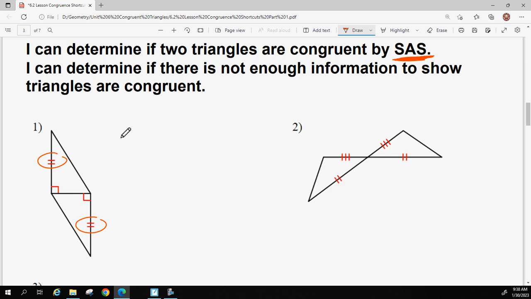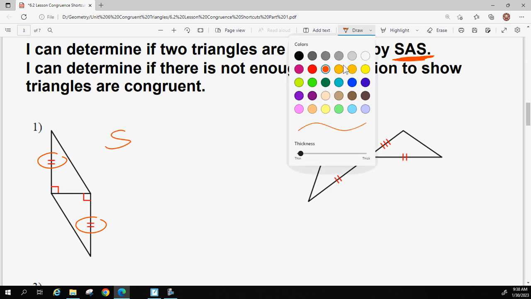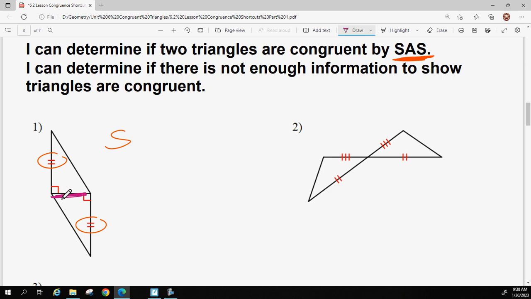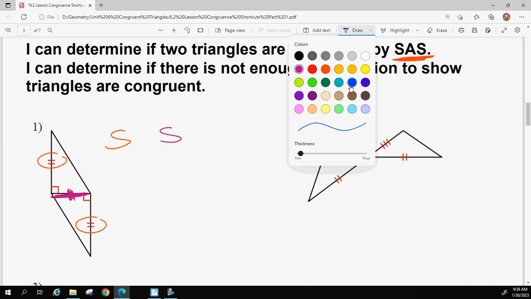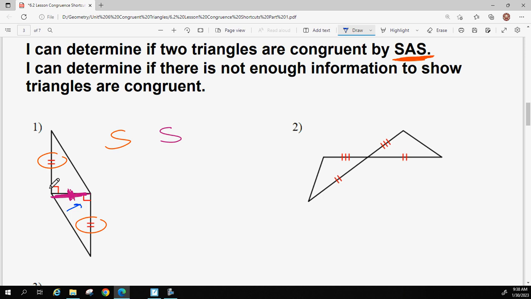So let's look at this one, and I have a pair of sides there with two marks. I have the reflexive property because that exists in both triangles. So I have another pair of sides. And then I have two right angles. And so if both of those angles are 90 degrees, that means they're congruent to each other. And so I have a pair of angles. I have one angle in this triangle that matches an angle in this triangle.